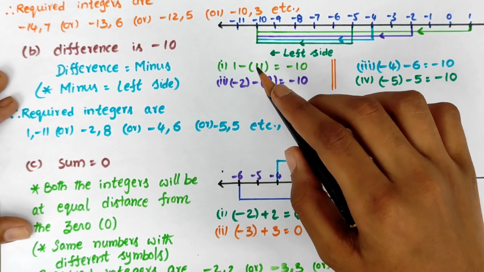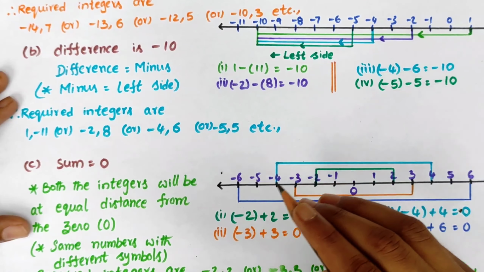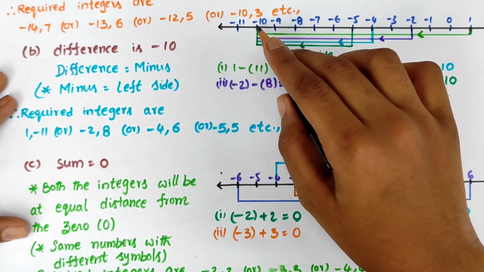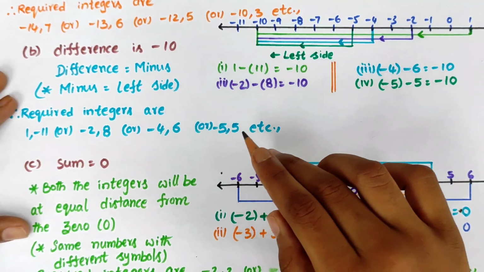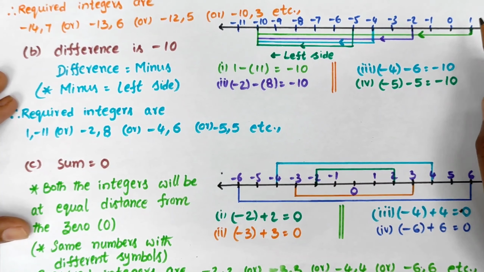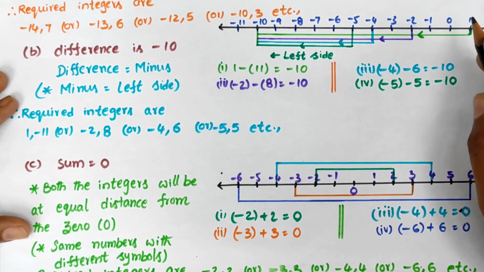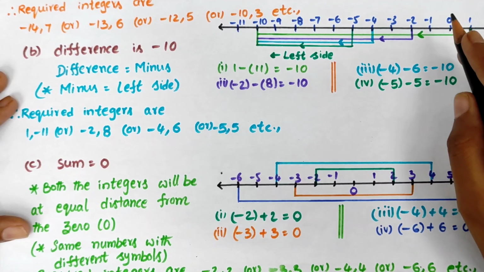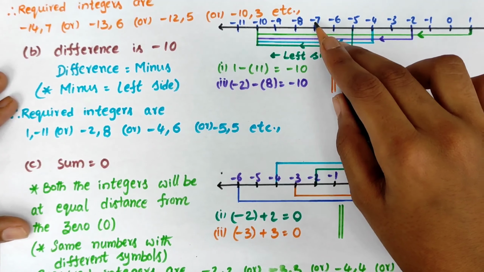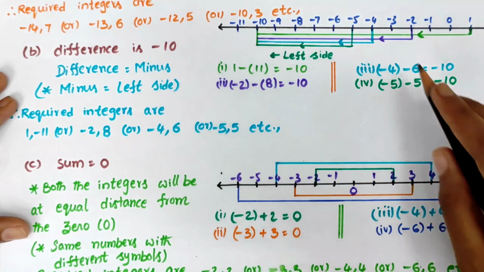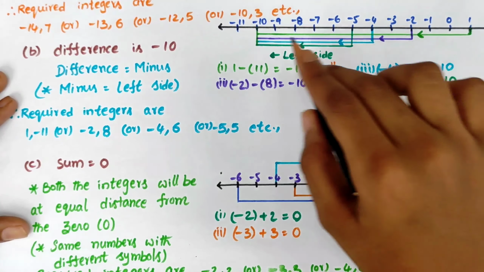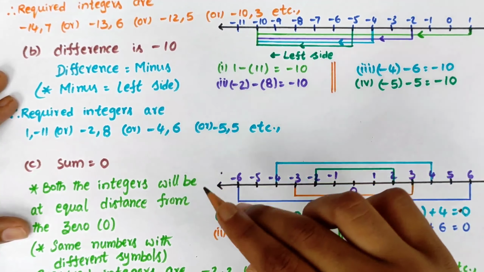So suppose we have 1 and our target is to reach -10. So for minus we have to move left side. That is, let us count the numbers from 1. Suppose I have taken 1, okay? So 0, that is 1, 2, 3, 4, 5, 6, 7, 8, 9, 10, 11. So 1 minus 11 is equal to -10.